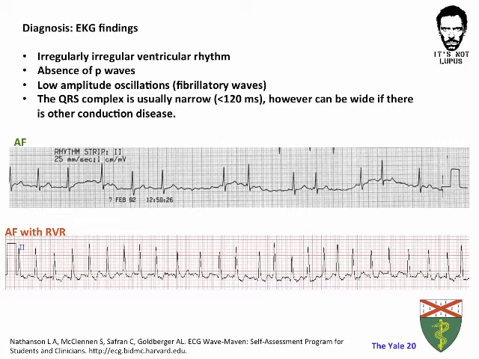The first rhythm strip is an example of AF at a normal rate, exhibiting the fibrillatory waves in an irregular ventricular rhythm. The lower strip is an example of AF with RVR. You can see the rate is around 150.